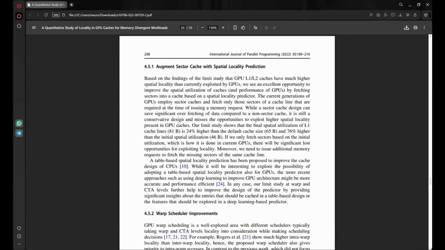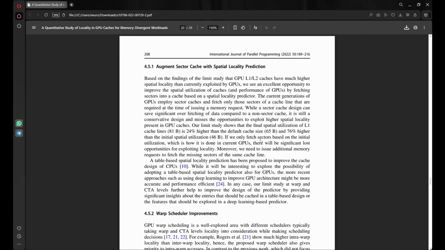So it is still a conservative design. While a sector cache design can save significant overfetching compared to a non-sector cache, it is still a conservative design. Misses the opportunities to exploit higher spatial locality present in GPU caches. Our limit study shows that final spatial utilization of L1 cache is 82 bytes, which is 24% higher than the final utilization seen with default cache size, and 76% higher than the initial spatial utilization seen, regardless of cache size.